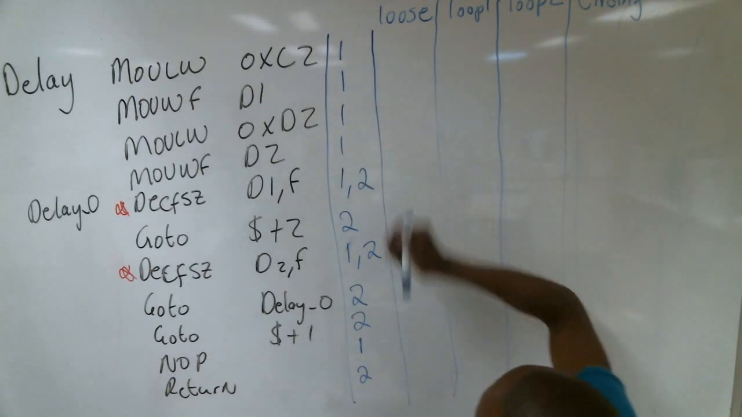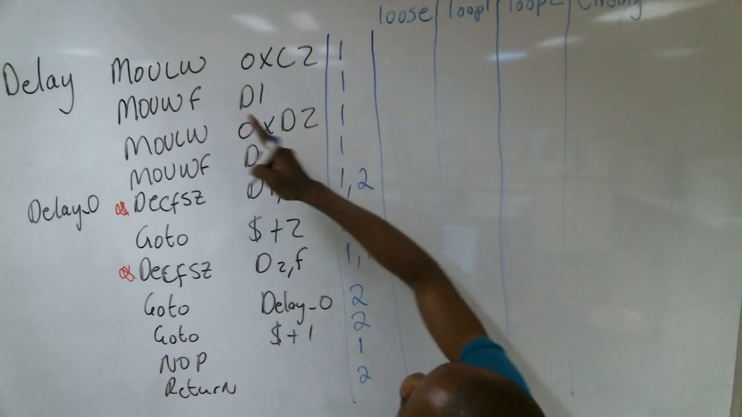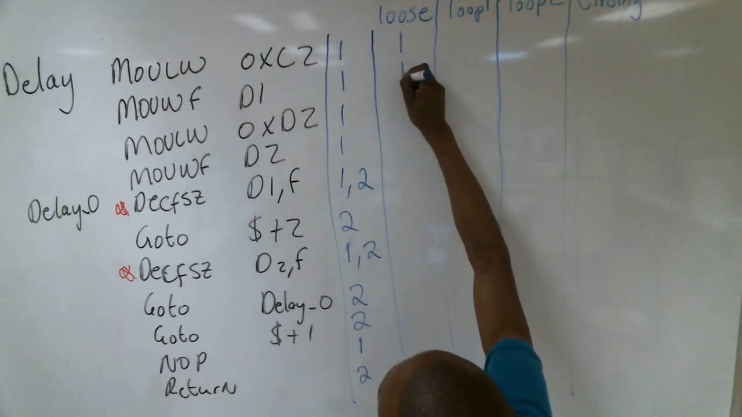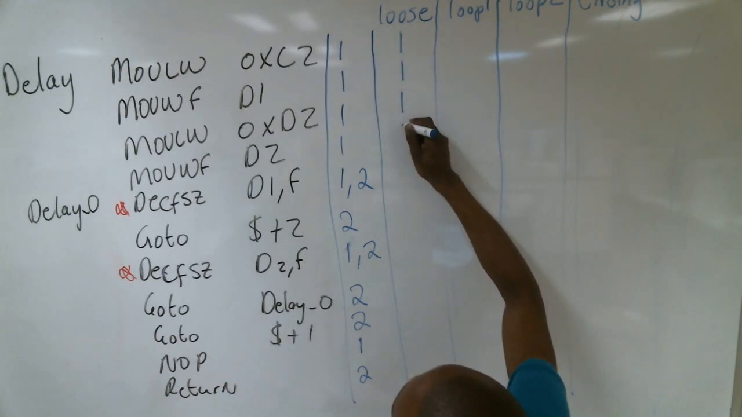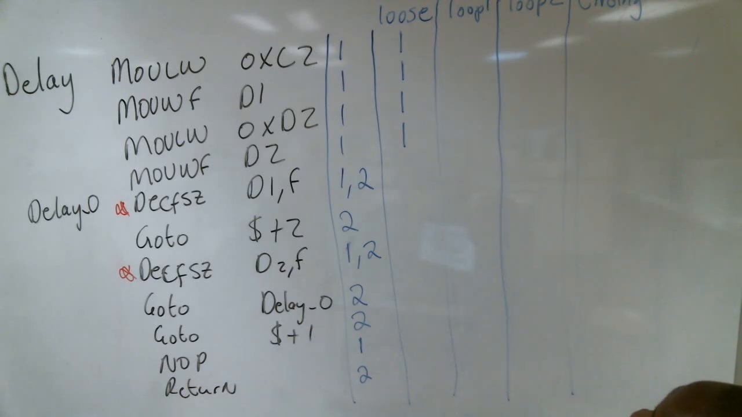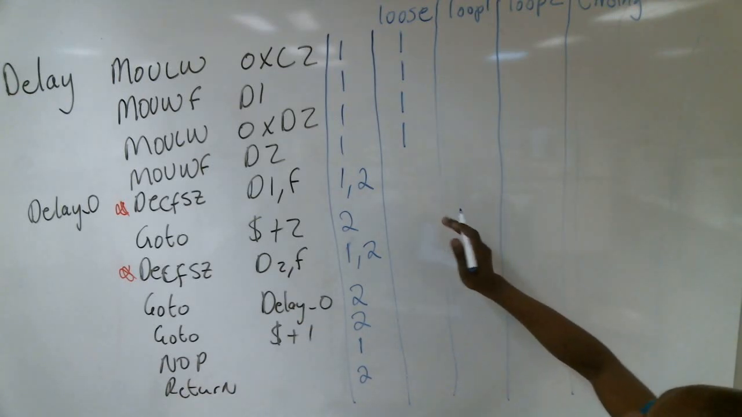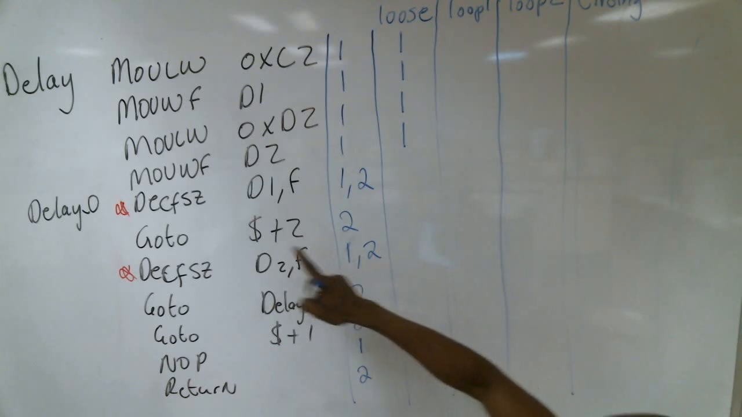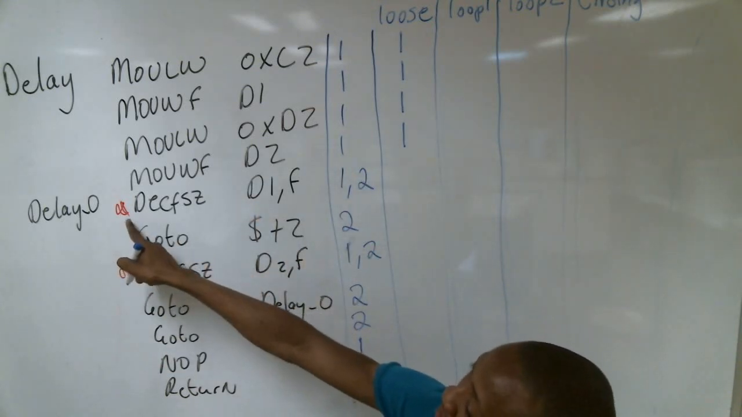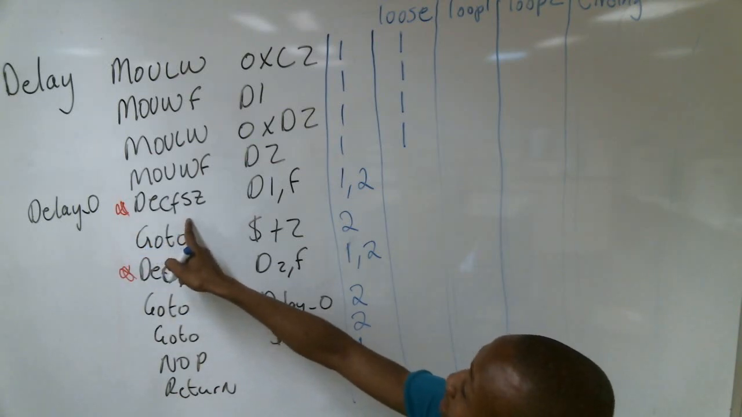Now the loose ones are everything that I'm going to execute before my first loop. So before the first loop, I'm going to execute this one cycle, one cycle, one cycle, one cycle. And then from here, I'll say decrement file. Okay, what am I going to execute? Loop number 1 starts here. So this is going to be loop number 1.